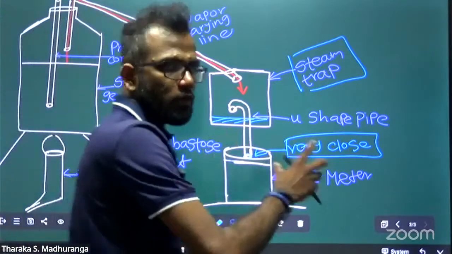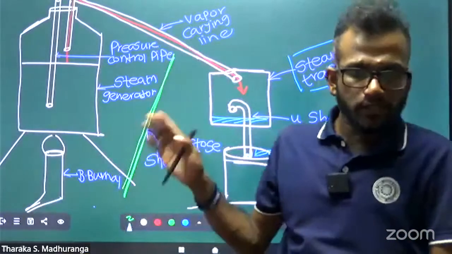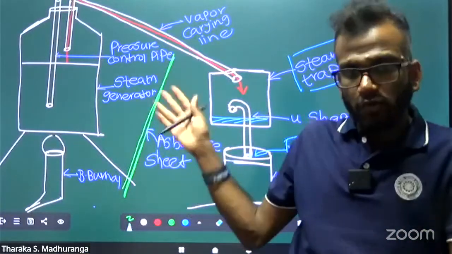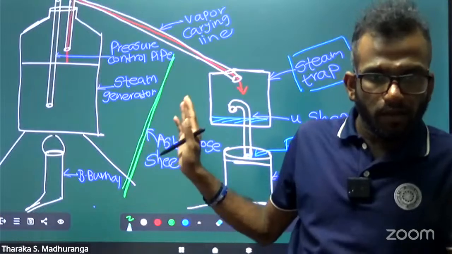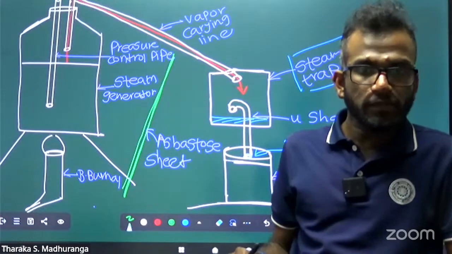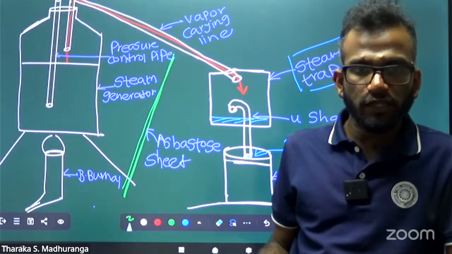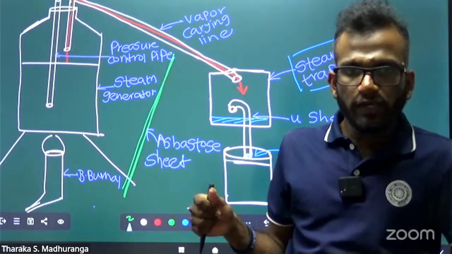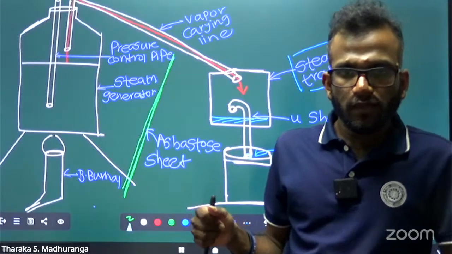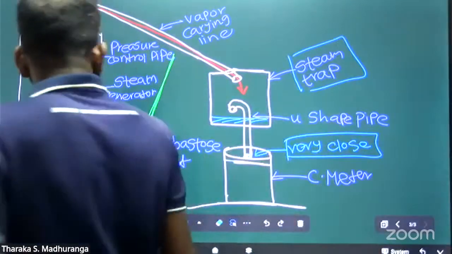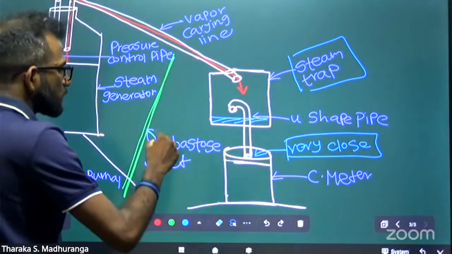Okay, now I have only explained the experiment. We have a lot of calculation parts, and we also need to take measurements. Okay, up to now, okay. Normally this asbestos sheet is very important.